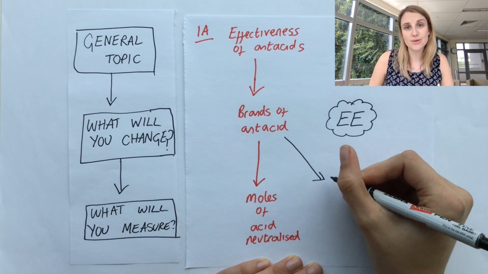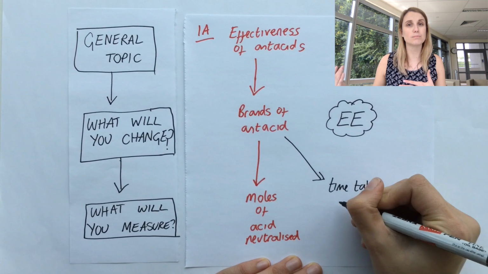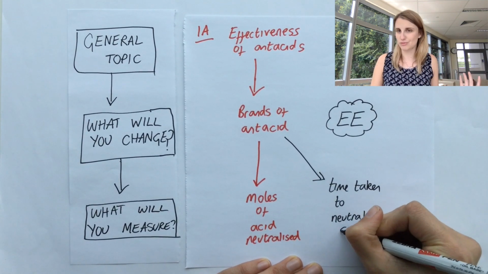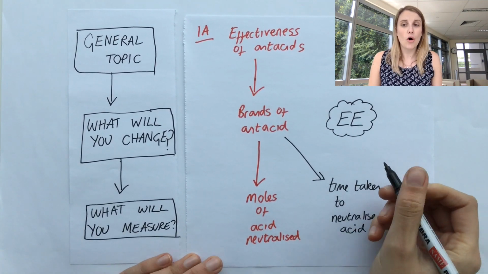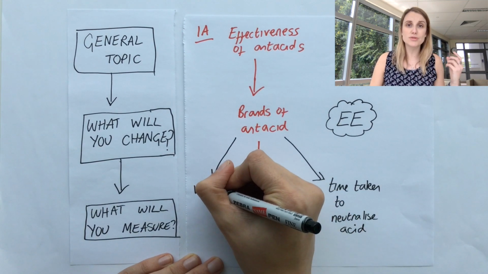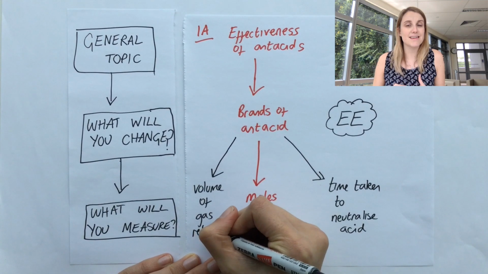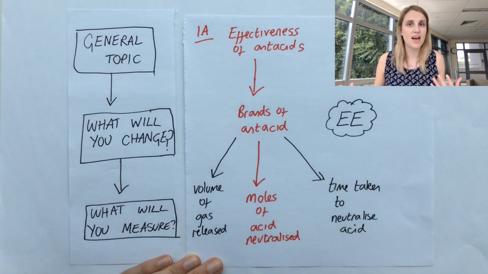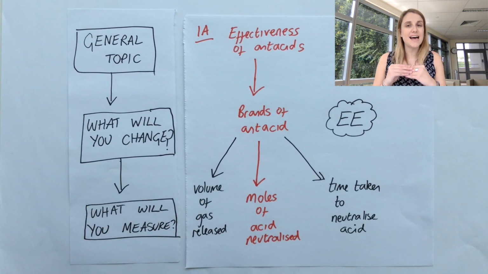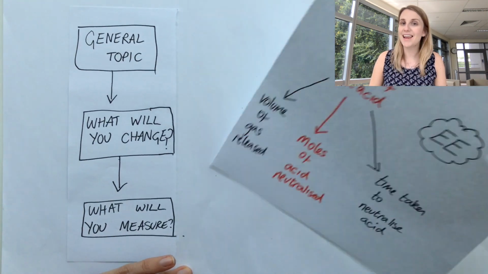So what you might do is you might choose to add an extra layer of complexity by measuring some more different things. So I could also measure the volume of gas that's released from my antacid, or I could measure the time that's taken to neutralize the acid. And those 3 pieces of information together would enable me to make a discussion and make an argument about which antacid was actually the most effective. So it's adding an extra layer of complexity somewhere in this model. Let me show you another one.